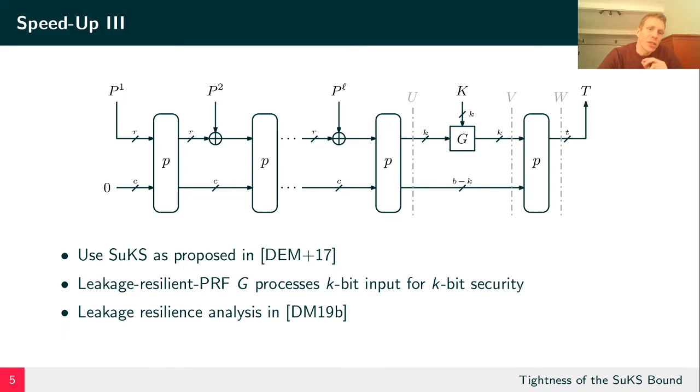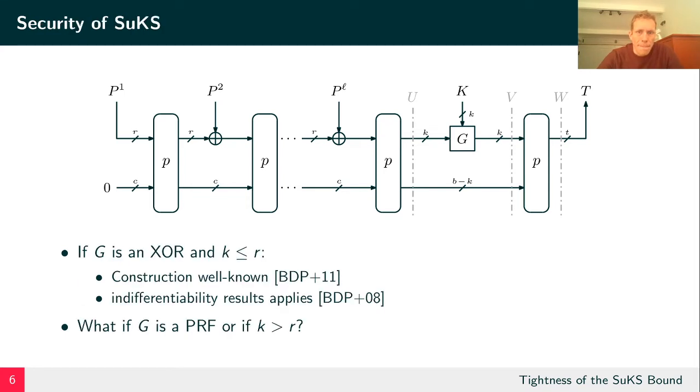So what's actually the security of SUX? If we take a simple case where G is an XOR and where k is smaller than r, then this is a well-known construction. Bertoni et al. had already described it a long time ago. The security of this construction follows from the indifferentiability of the sponge hash function, meaning that if the permutation is strong enough, and the mode is indifferentiable from a random oracle, then we can use this result to prove that this function SUX is a PRF.